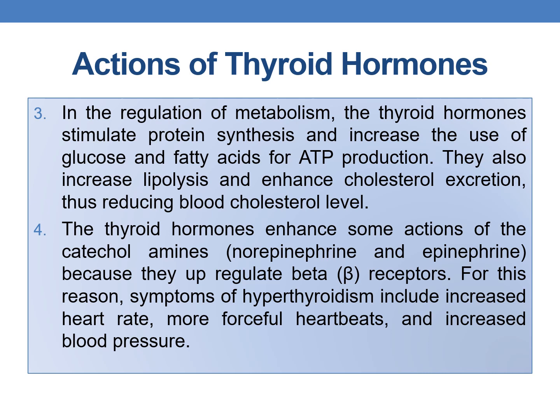The next action is they enhance some of the actions of catecholamines, for example, norepinephrine and epinephrine, because thyroid hormones upregulate the beta receptors. For this reason, symptoms of hyperthyroidism include increased heart rate, more forceful heartbeats, and increased blood pressure, because they upregulate the beta receptors.